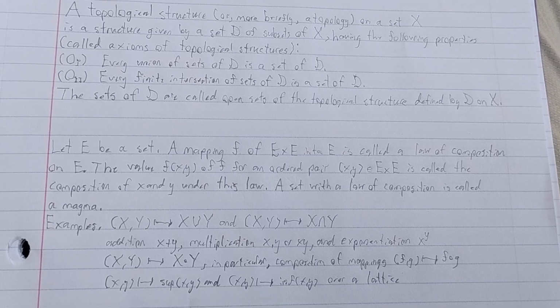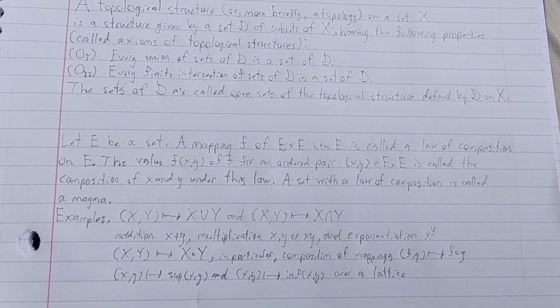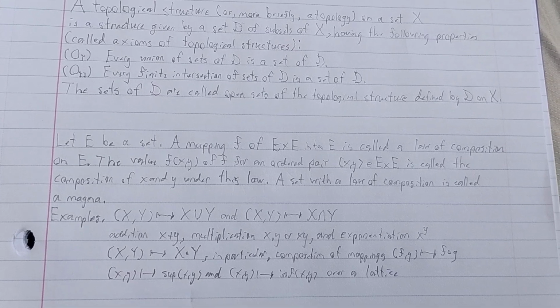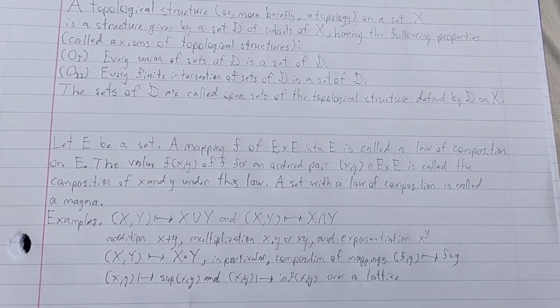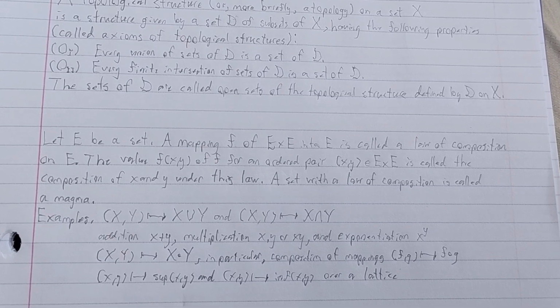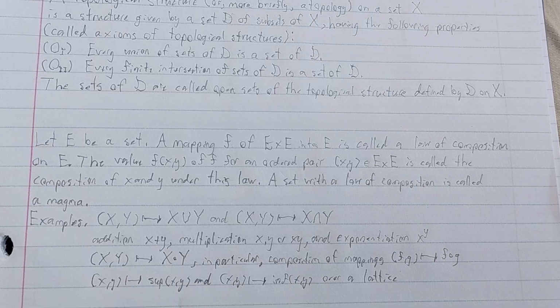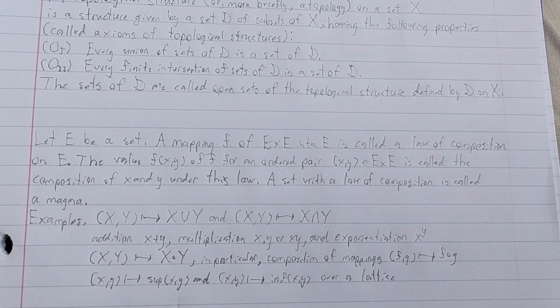Some examples. If the set E is the collection of subsets of a given set, then both set union and set intersection are laws of composition. If we consider the Cartesian product of the natural numbers, the relations of addition, multiplication, and exponentiation are laws of composition.